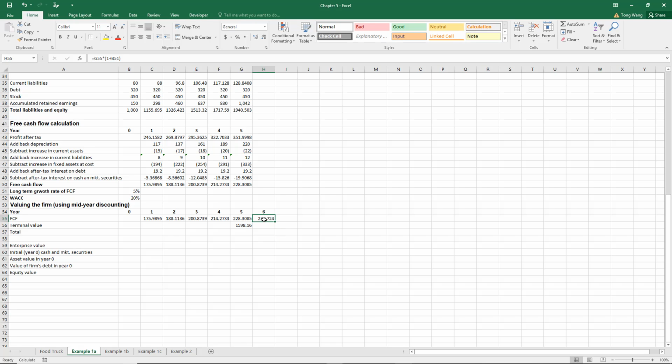I know this number is simply this number times 1 plus the long-term growth rate. So instead of referring to this number here, I'm just going to refer to this number here and then multiply that by the long-term growth rate. So it gives you the same result, but in this case, I don't have to write this out anymore.